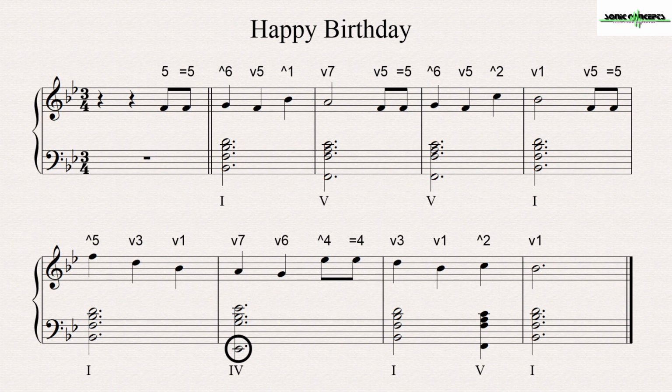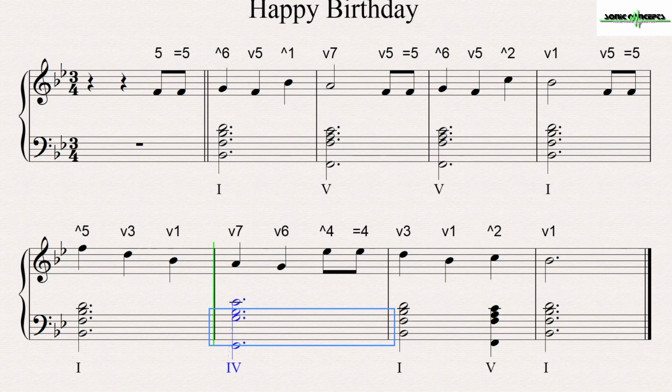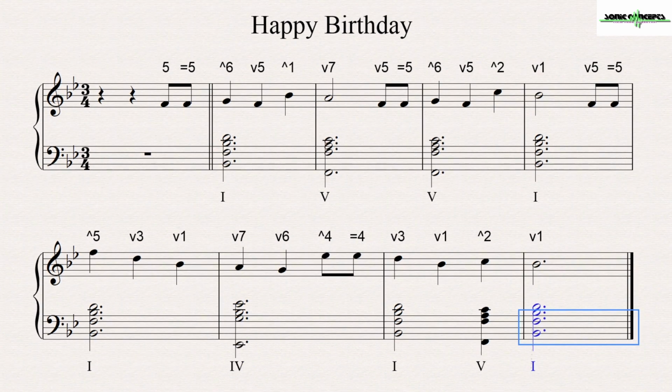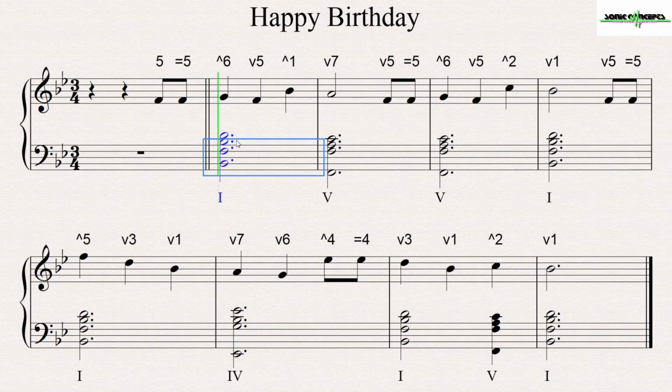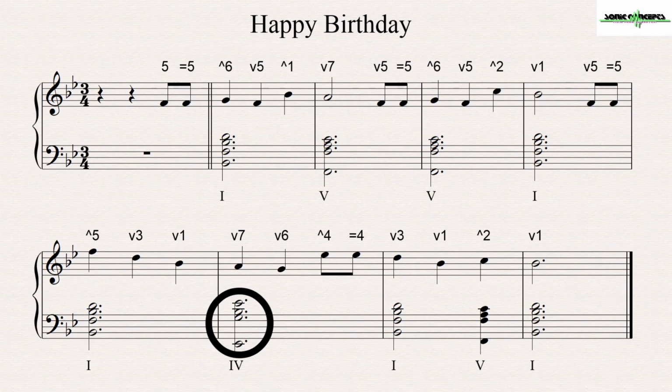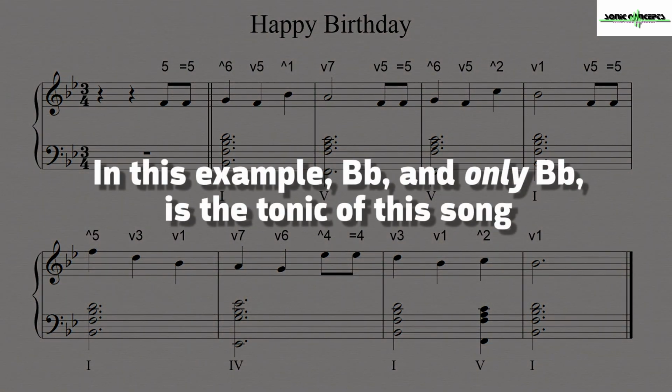The note E-flat in this song does not provide a sense of greatest relaxation. Here's E-flat, and here's B-flat. The E-flat major triad doesn't provide a sense of greatest relaxation either. Here's the E-flat major triad, and here's the B-flat major triad. Only the B-flat from the B-flat major scale, as well as the B-flat major triad does. The E-flat major triad simply exists as the 4 chord derived from the B-flat major scale diatonic chord formula. In this example, B-flat and only B-flat is the tonic of this song.